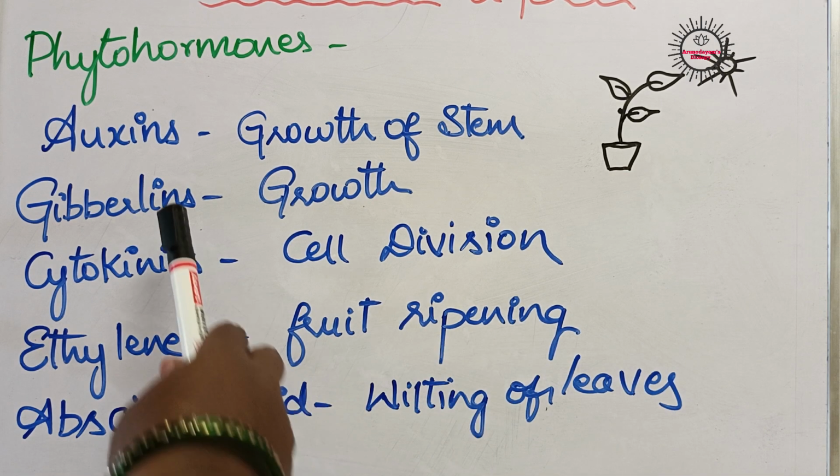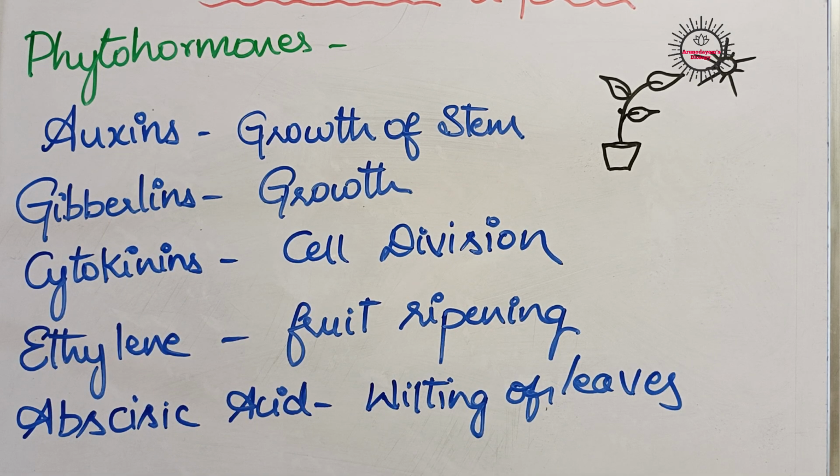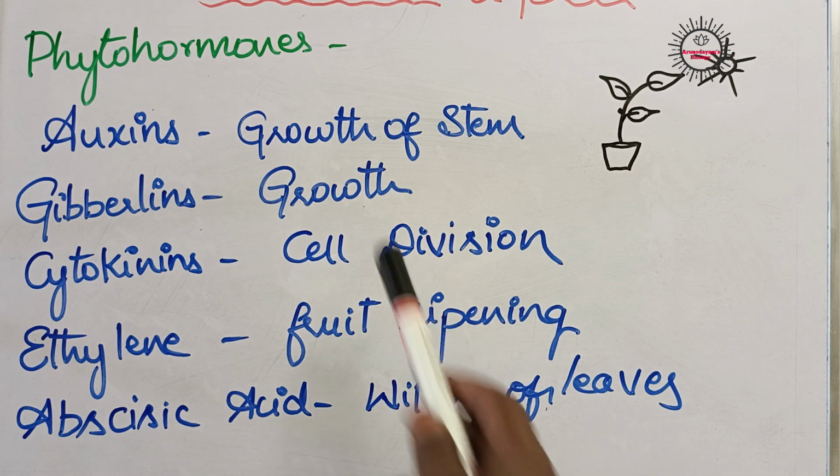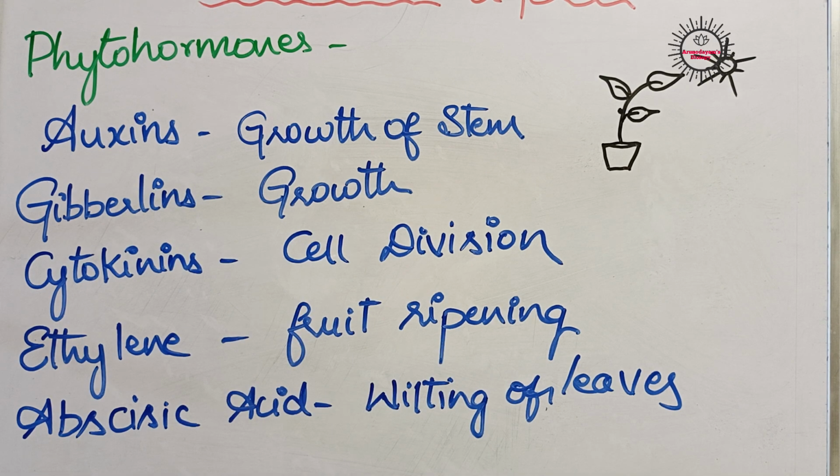Okay, second one are gibberellins. So they are helpful for sprouting of buds. They are useful for stimulation of flowering, development of fruits, okay, and breaking of dormancy of seeds and buds. And gibberellins are also useful for making the dwarf plants tall. So all these actions take place with the help of this hormone.